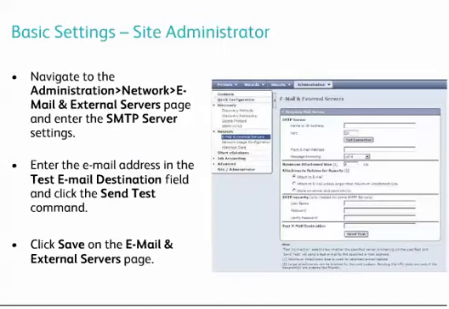If the SMTP and proxy server were not set up using the configuration wizard, they can be set up by accessing the Email and External Services page on the Administration tab. This page also allows the user to test the settings that they have entered.